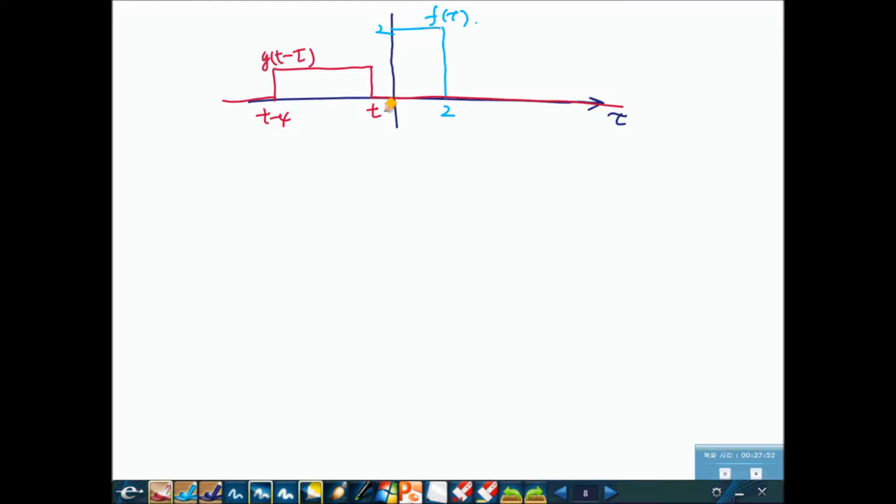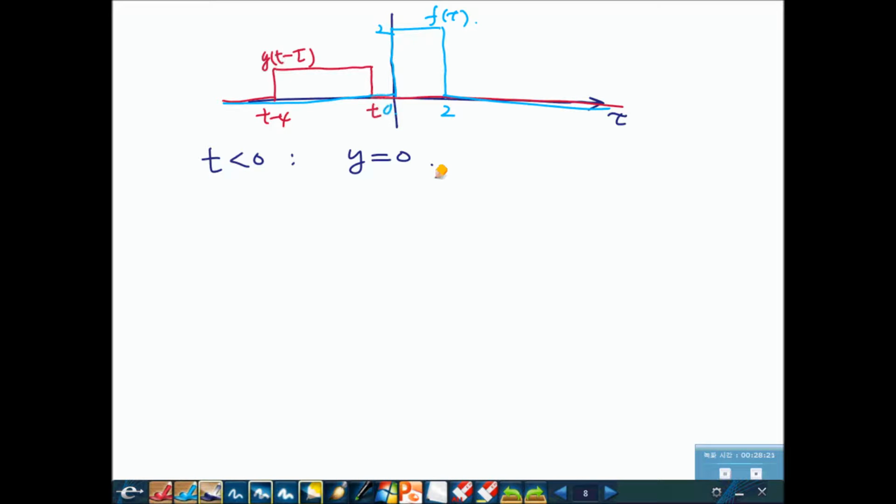Because everything here is 0, right? So it's less than 0, it's all 0. T has to be less than 0, it's all 0. Okay?